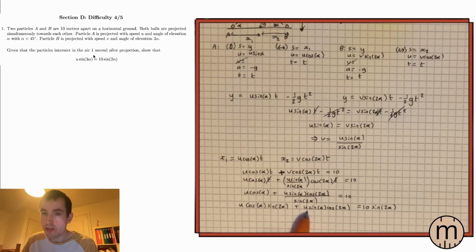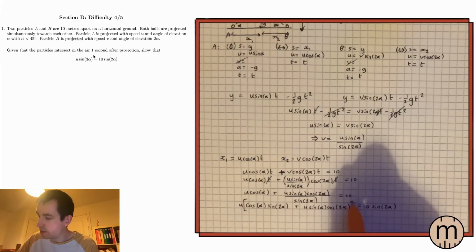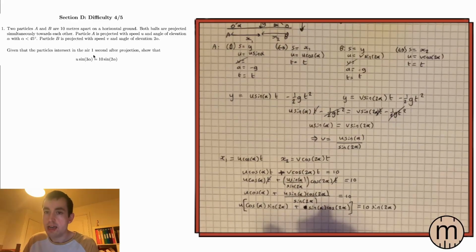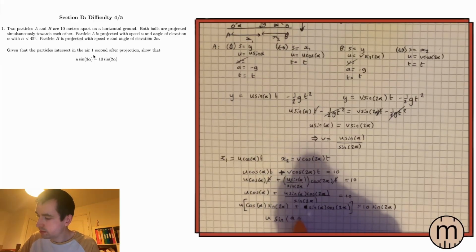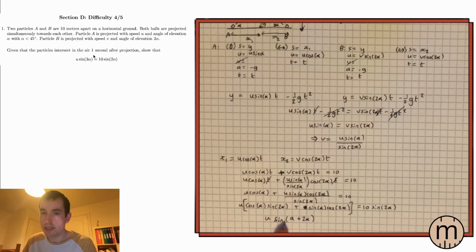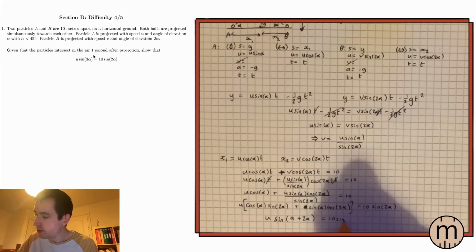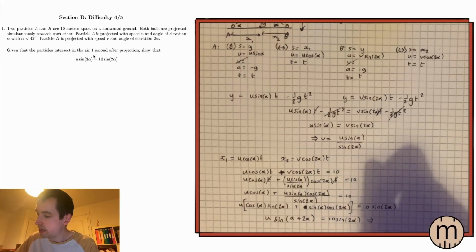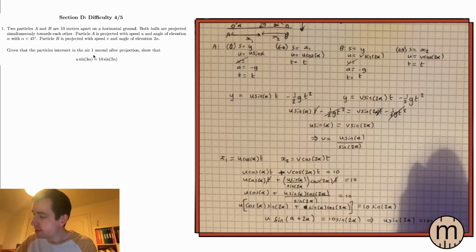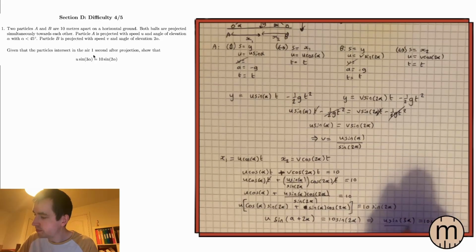But there's a u here and there's a u here, so if I just put that in a nice big bracket, like that, and then this is the double angle formula. This is u sine alpha plus 2 alpha. This is the formula in the formula book. And that's equal to 10 sine 2 alpha, which gives us our beautiful result, u sine 3 alpha is 10 sine 2 alpha.